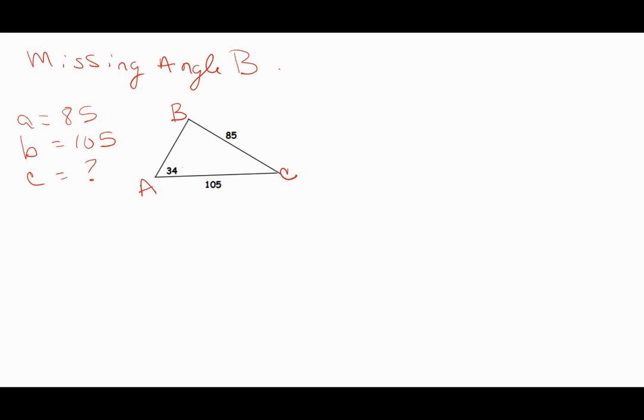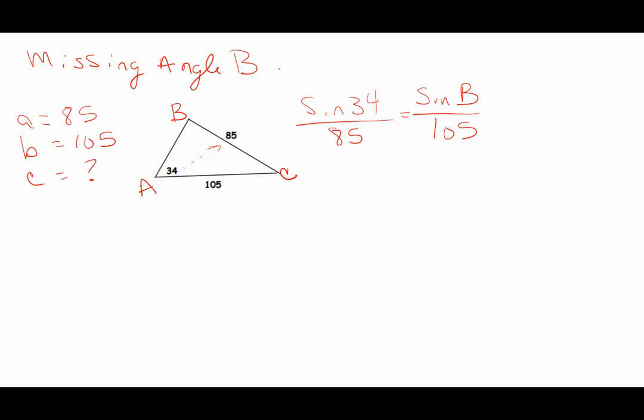So we're going to put in here what we do know. We know that the sine of 34 over our corresponding side across from it, remember sine is opposite, so our opposite side is 85, is equal to the sine of angle B over the corresponding side, which is 105.